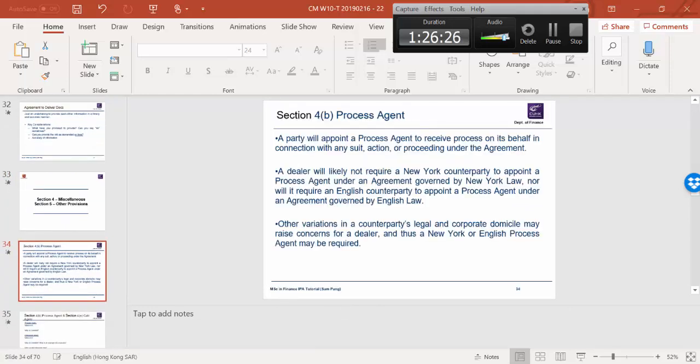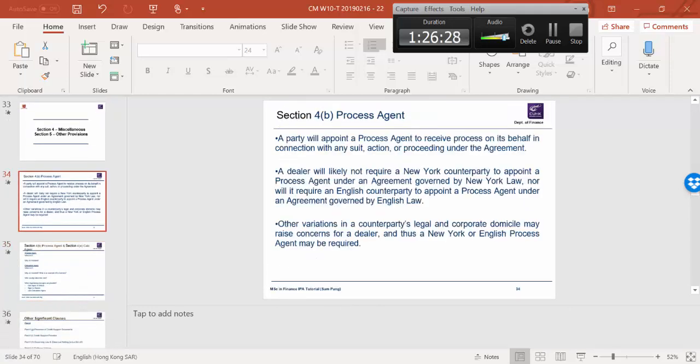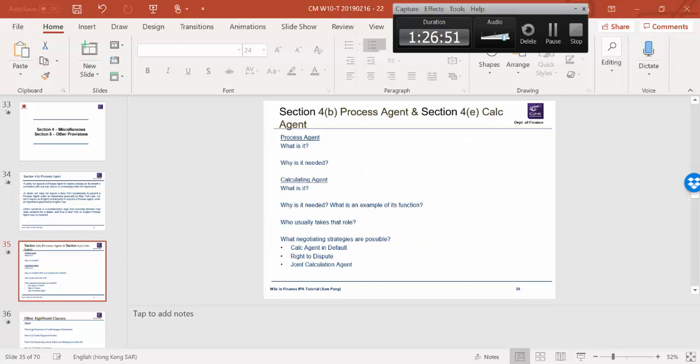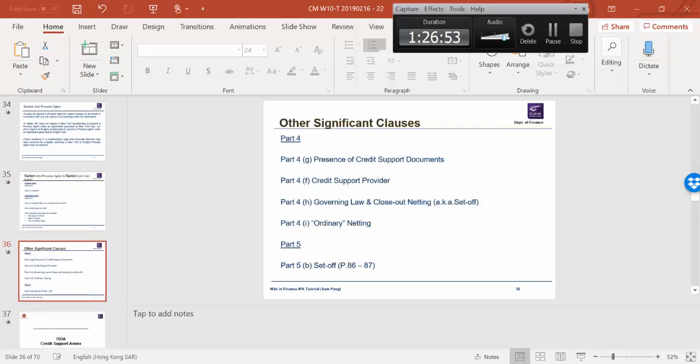4 and 5, don't worry too much about these. If you are curious, later you come and ask me, I'll be happy to tell you. It's just that a process agent is someone who will represent you. Don't worry about these other ones.